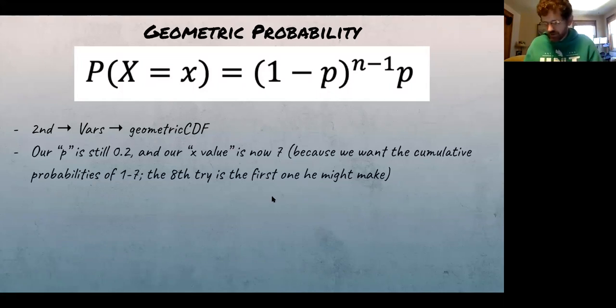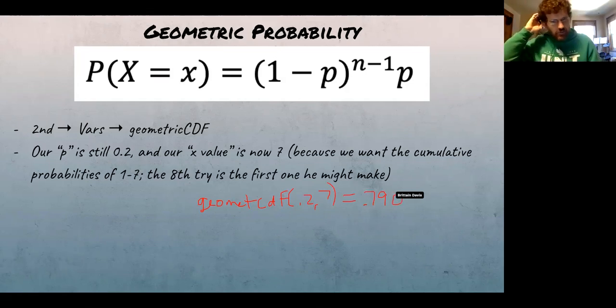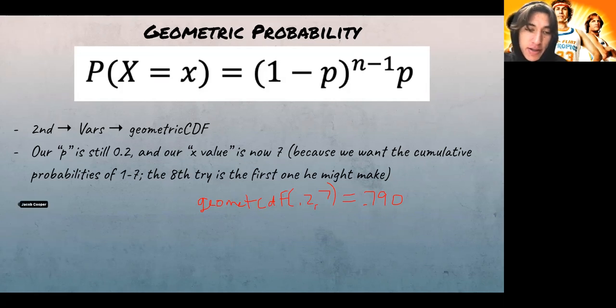And our p-value is still 0.2 for this one, because I'm not a good free throw shooter or anything related to basketball. Our x value is now 7 because we're interested in everything up to, but not including, the 8th try. All right, so when we do that, I'll just write this down real quick. So the 79%, what is that 79% probability saying? What is it referring to? You have a 79% chance of not making any baskets until your 8th try.